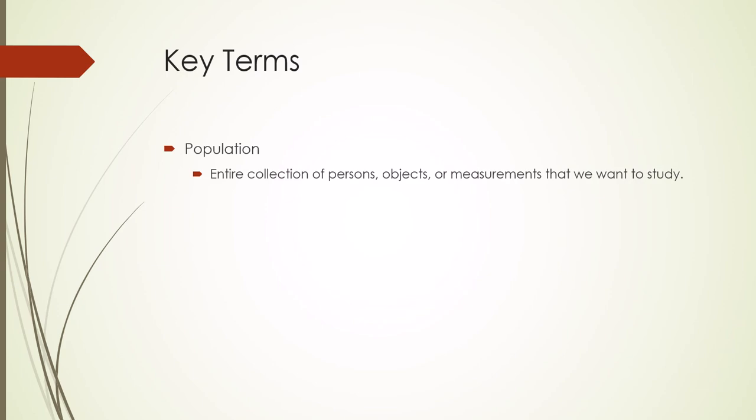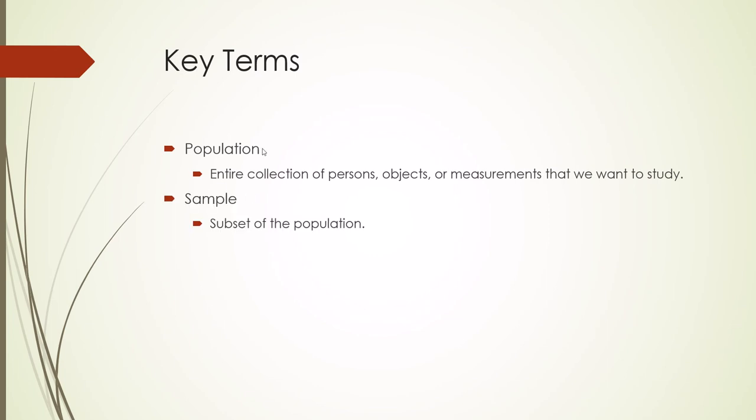Let's start with population. It is the entire collection of persons, objects, measurements that we want to study. So this part is important. A researcher decides what the population is. For instance, if you want to study only a group of students, say 15 students, those 15 students will be your population. So the researcher decides what the population is according to the purpose of the research. It could be 5 people, it could be 5,000 people.